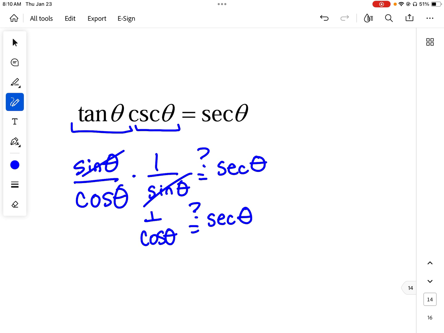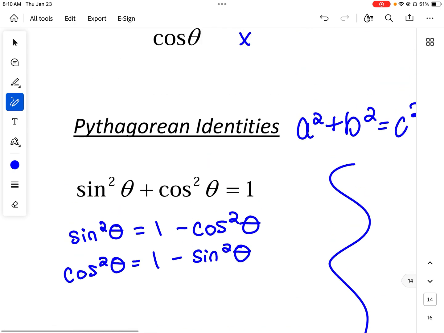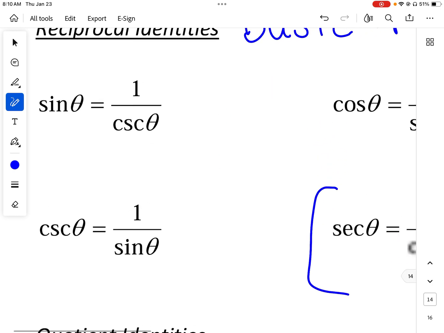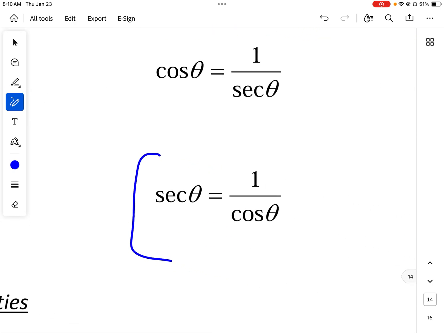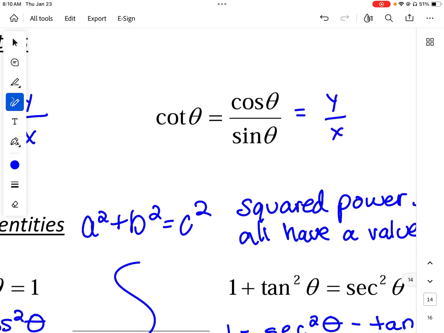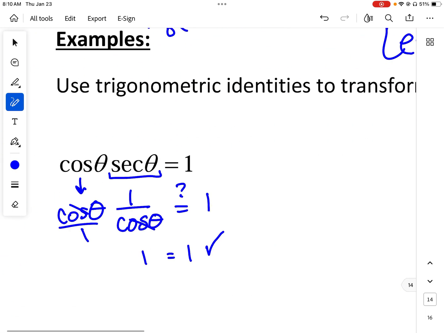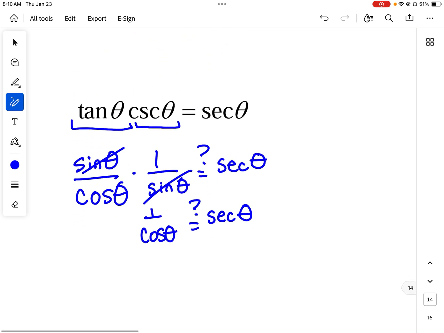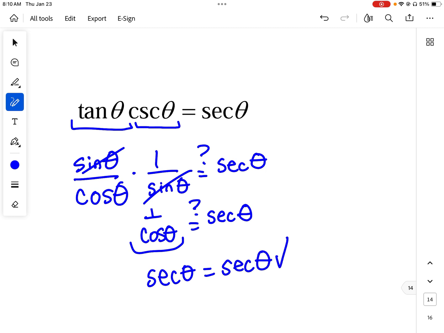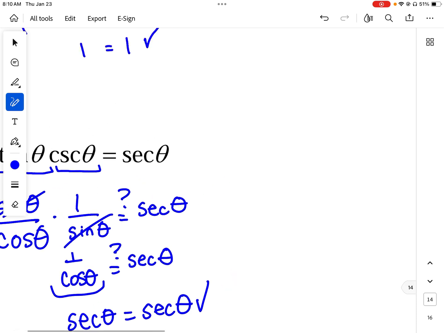All right, so let's see if we can exchange 1 over cosine theta with something. So go up here and look for 1 over cosine theta. Oh, it's right here, which is secant. So I'm going to go back down. So this can be replaced with secant theta. So now look, secant theta equals secant theta. So we just showed all our work to prove it was true. So this is going to be part of the problem, is showing your work. You can't just put a check mark and say, yeah, that's true. You have to show it.